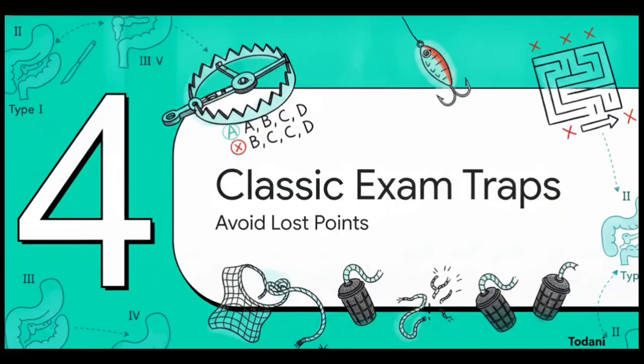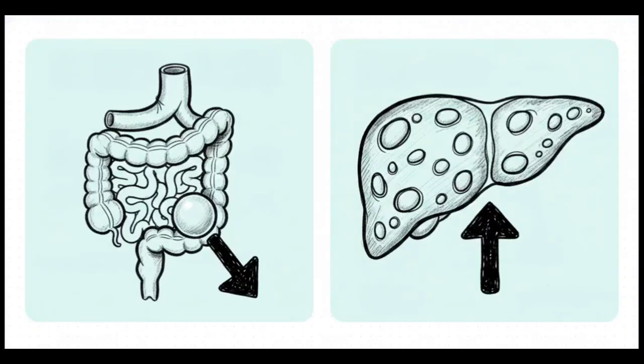Part 4. Classic exam traps. Avoid lost points. Look, knowing the right answer is really only half the battle, isn't it? The other half is navigating the tricky distractor answers that question writers designed specifically to steal your points. Here's a super classic anatomical mix-up trap, confusing the locations of type 3 and type 5. Type 3, the choledochocele, is all the way down at the intraduodenal distal common bile duct. Type 5, Caroli disease, is all the way up top in the deep intrahepatic ducts. One is quite literally as far down the biliary tree as you can go, while the other is completely inside the liver. Keep those geographical extremes totally separated in your mind.